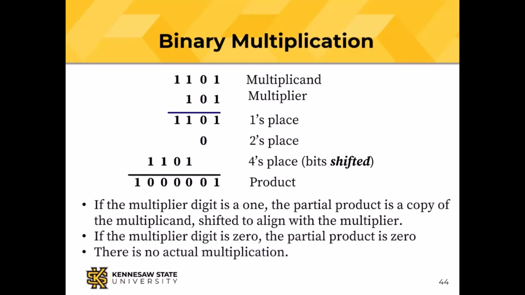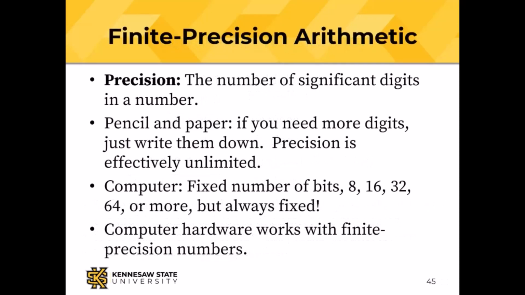No actual multiplication takes place. Finite precision arithmetic, and we've talked about this, I think. Precision is the number of significant digits in a number. If I'm doing computation with pencil and paper and I need more space, I just write down a bigger number, huh?